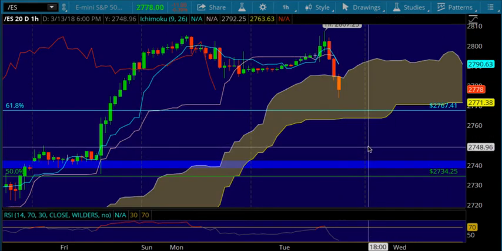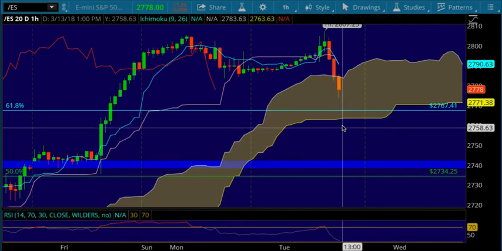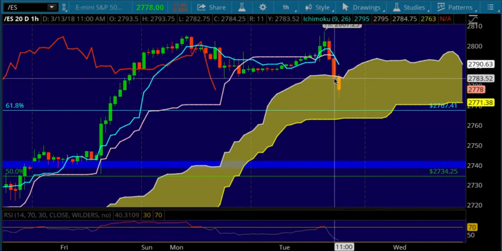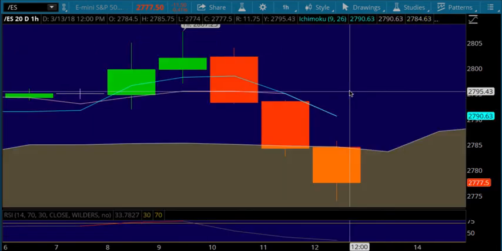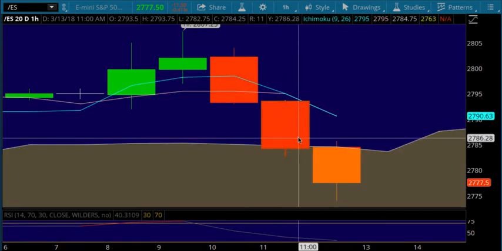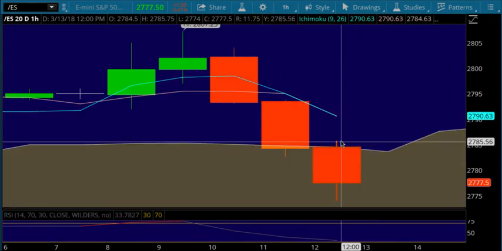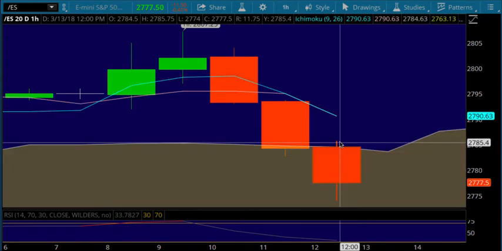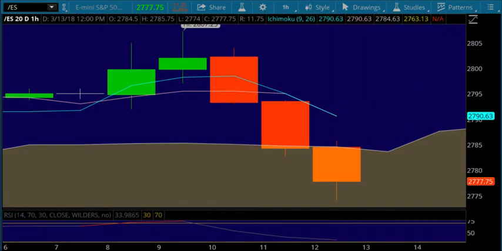So on the hourly cloud, we see that we are neutral inside the cloud here, as we were unable to close inside the cloud on the last hourly candle. You can see, let me zoom in, make sure. You can see that we closed right under the top of the cloud here. We were unable to close on top, and therefore we opened the new candle below, traded slightly above, and then traded back inside the cloud.